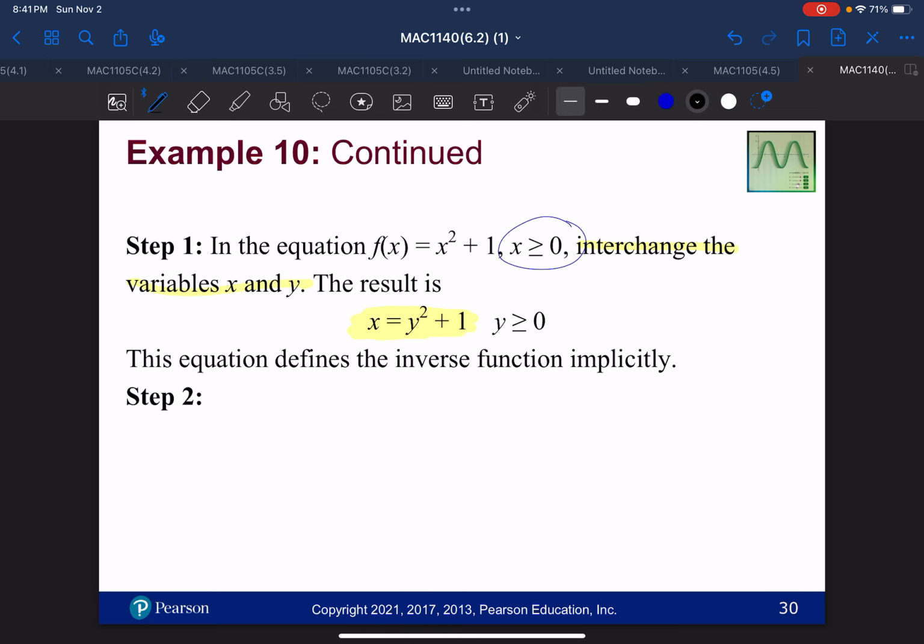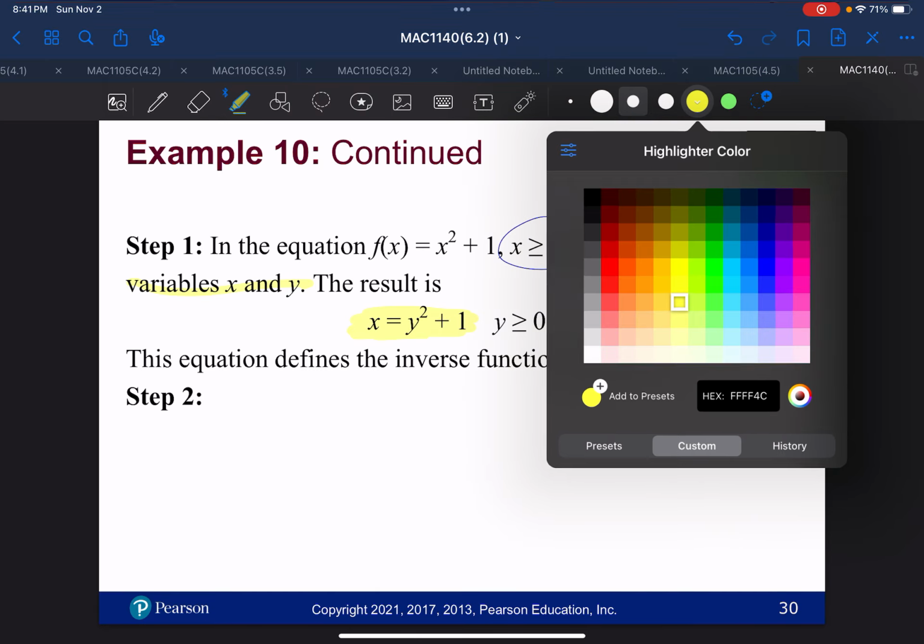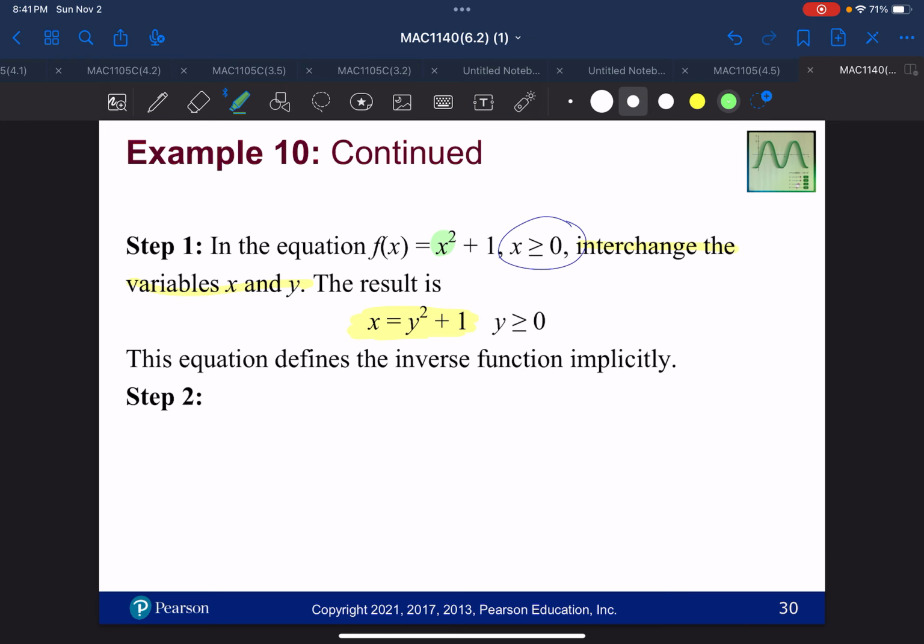So because we had to restrict the x here to be greater than or equal to 0, well, now we're going to have to restrict this y here to be greater than or equal to 0. This is the same equation, except we're exchanging x and y, but we want to restrict that domain for y now. So now we are going to solve for y.